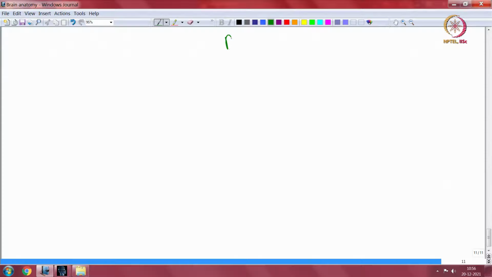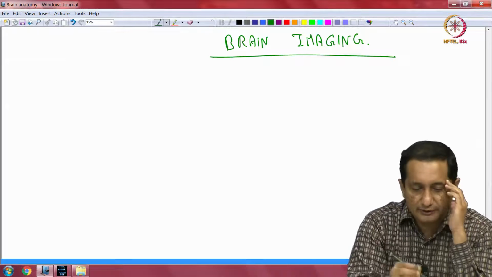Now I proceed from there to an introduction on brain imaging. I'm not taking a separate class on how to image the brain, because a lot of material goes out of context. So here what I'm trying to do is explain anatomy through imaging, for which reason you need to know something about brain imaging, and then we proceed from there. So brain imaging, a bit of historical aspects.